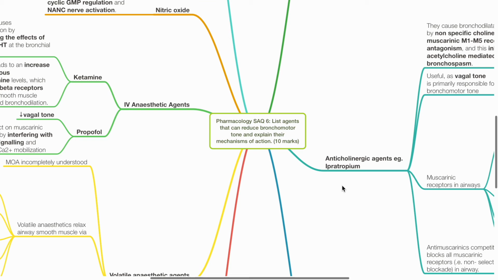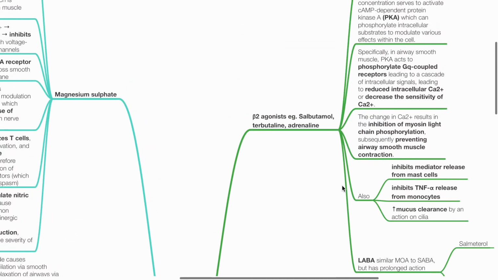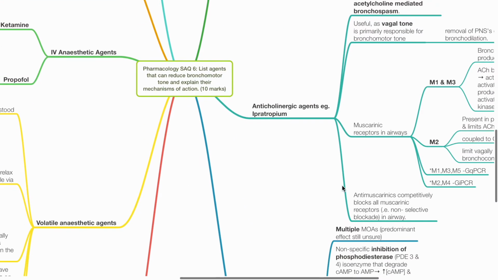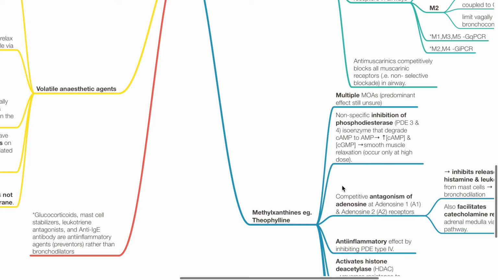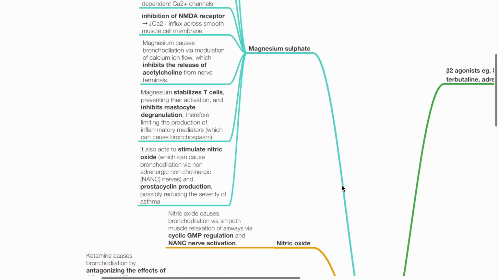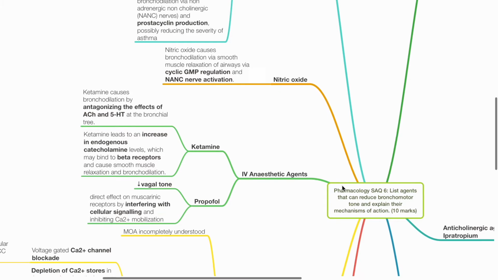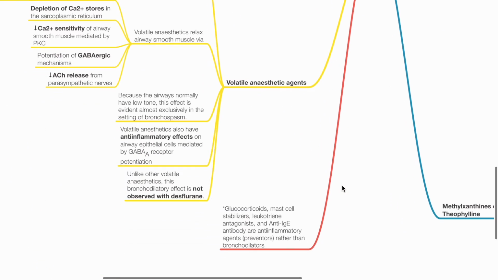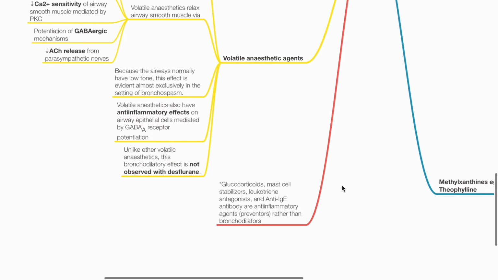Pharmacology SAQ6: list agents that can cause reduction in bronchomotor tone and explain their mechanisms of action. 10 marks. These include beta agonists, anticholinergic agents, methylxanthines such as theophylline, magnesium sulfate, nitric oxide, IV anesthetics, and volatile anesthetic agents. Glucocorticoids, mast cell stabilizers, leukotriene antagonists, and anti-IgE antibodies are anti-inflammatory rather than bronchodilatory agents.